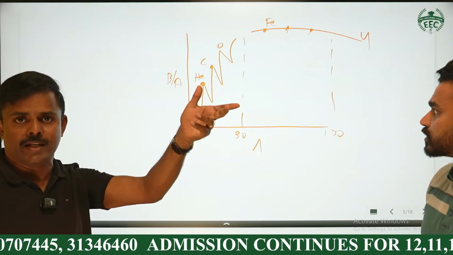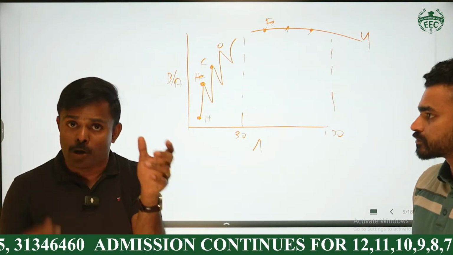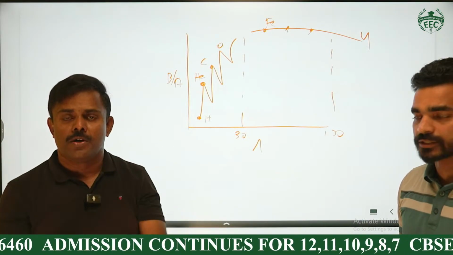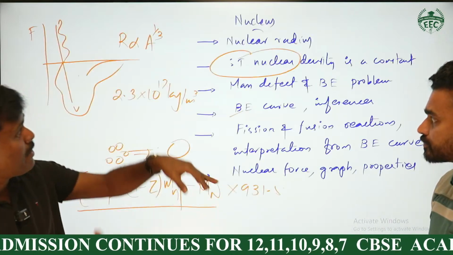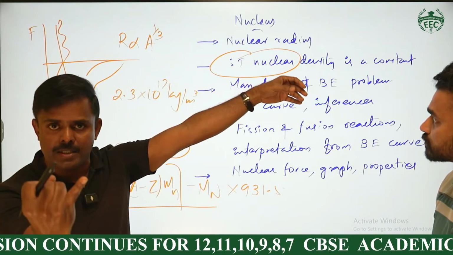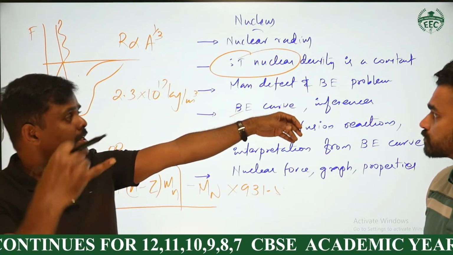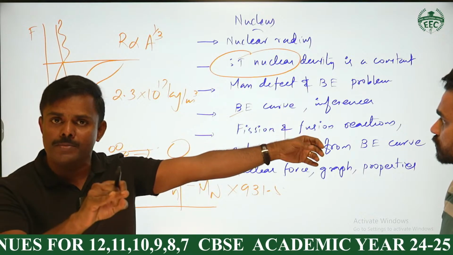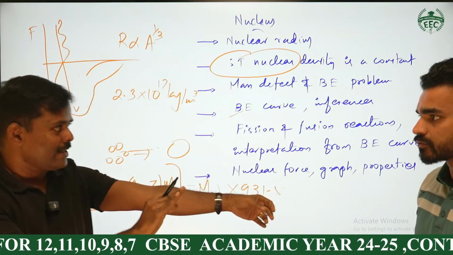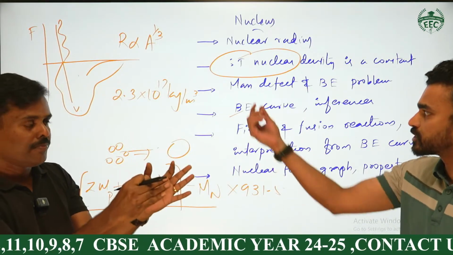Mass defect and binding energy, then nuclear force properties and the nuclear force graph. I'll repeat those points one more time. First, nuclear density is a constant, and you have to prove it. Second, mass defect and binding energy problems. Then the binding energy curve, then nuclear force. You can do one sample binding energy problem.